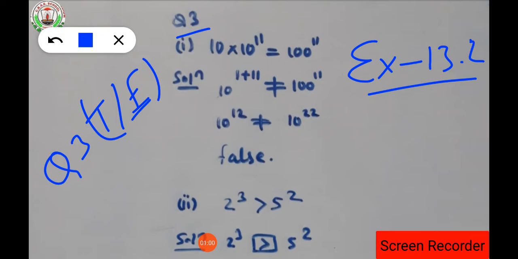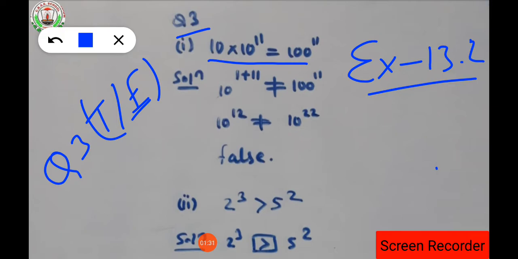The question is, 10 into 10 to the power 11 is equal to 100 to the power 11. Okay, so we have to say whether this statement is true or false. As it is said to justify your answer, that means we have to solve and show whether it is true or false. If LHS and RHS are equal, it is true. If LHS and RHS are not equal, it is false.